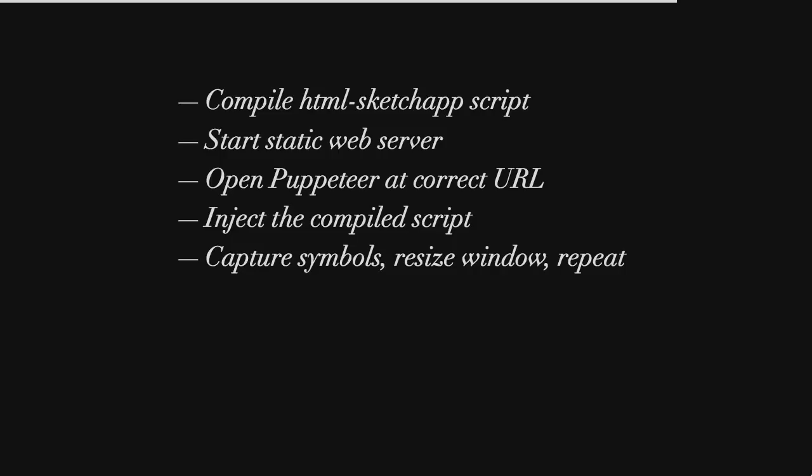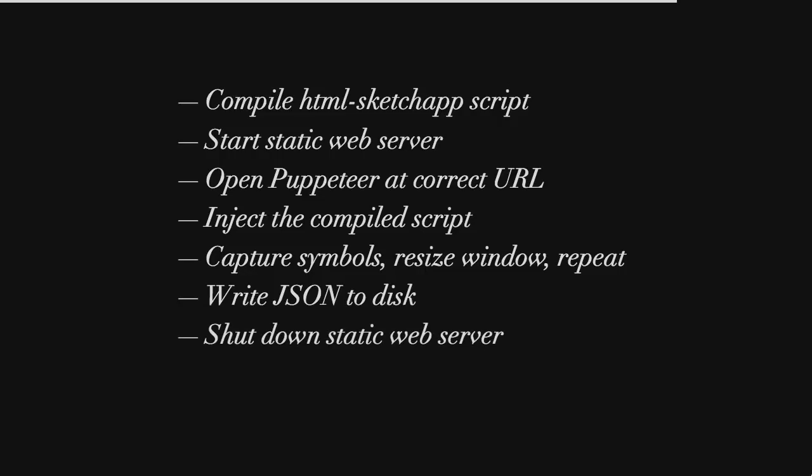We then call the functions that we injected in turn, so we capture the symbols and all the styles. In our case, because we have a responsive style guide, we actually resize the browser window and repeat this process a couple of times. Once all that's finished, we have the instances of the document and the page. We're ready to output the JSON and put them onto disk. And then we shut down our static web server, and then finally we shut down Puppeteer.